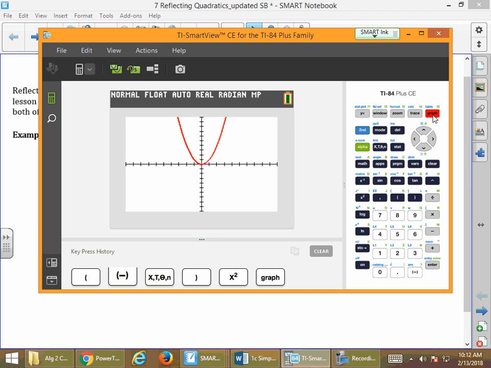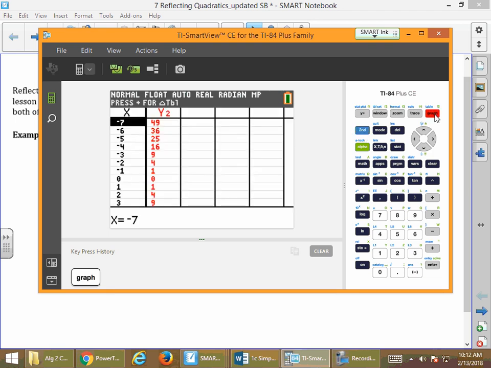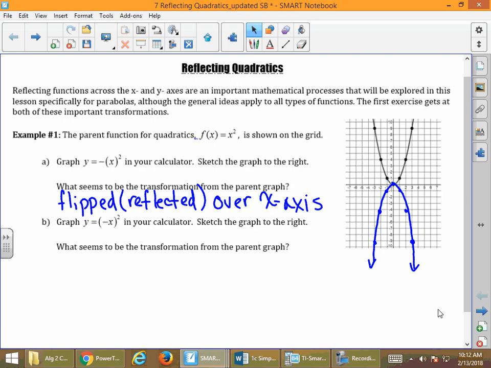Well, what do you notice this time? And let's take a look at our points here. We have points like negative 2, 4, negative 1, 1, 0, 0, 1, 1, 2, 4. If you go back and look at the picture, we have 0, 0, negative 1, 1, negative 2, 4, positive 1, 1, positive 2, 4. What transformation happened here? Well, based on the picture, this is what we have on our screen, roughly. We can't tell what happened.